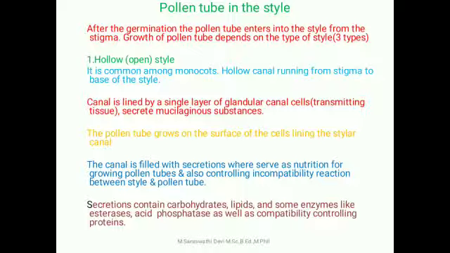The pollen tube grows on the surface of the cells lining the stylar canal. The canal is filled with secretory fluid, which serves as nutrition for the growing pollen tube and also controls the incompatibility reaction between the style and the pollen tube. The secretion contains carbohydrates, lipids and some enzymes like esterase, acid phosphatase, as well as compatibility-controlling proteins.